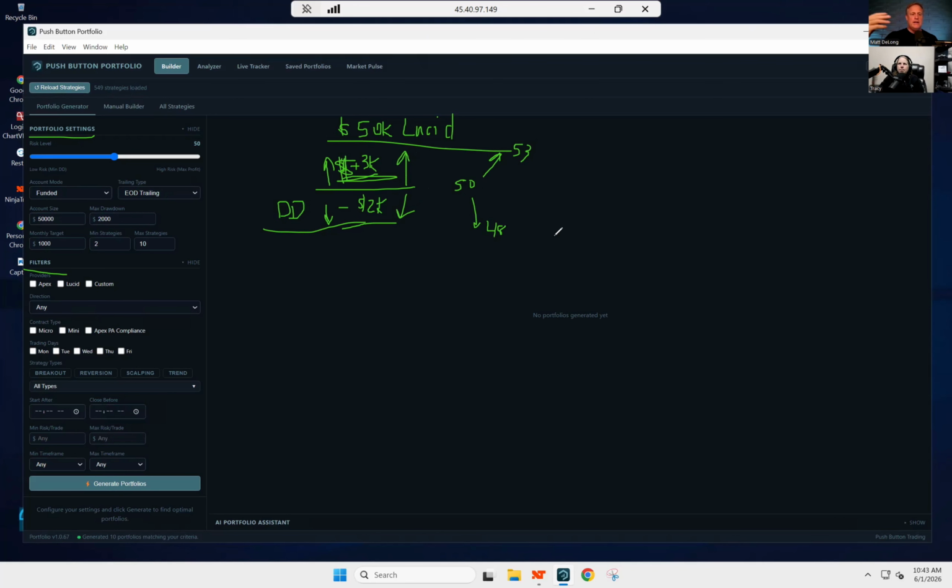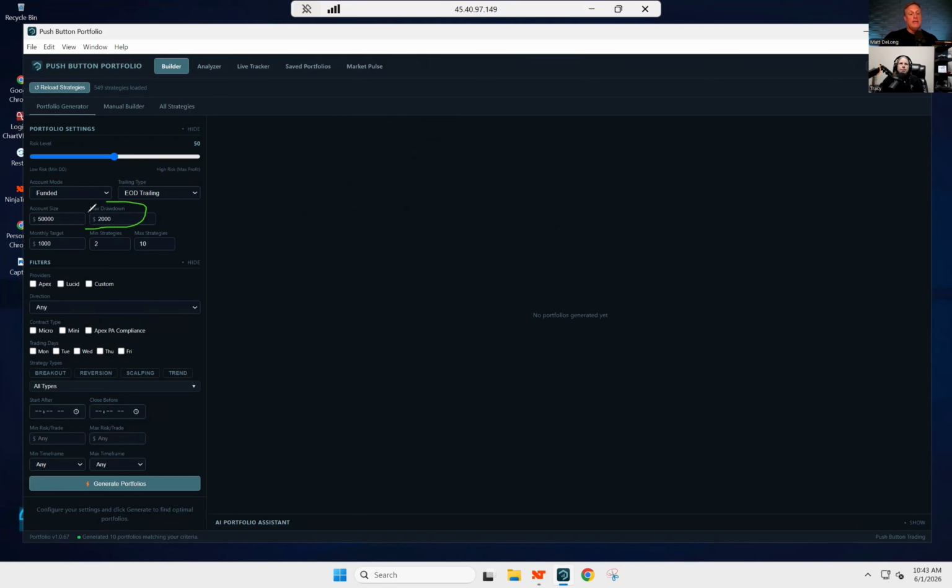There's a lot of nuances, but the idea here is what is your maximum drawdown? In this case, it's $2,000. So what you'll notice is we have our max drawdown defaulted here to $2,000, and our account size is 50,000.